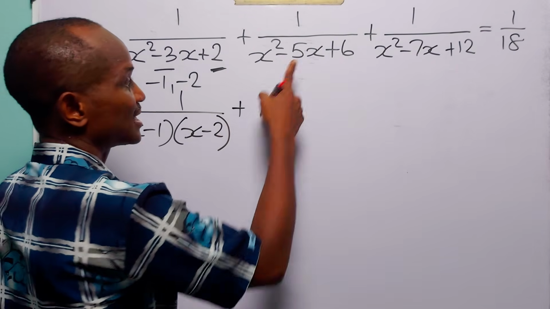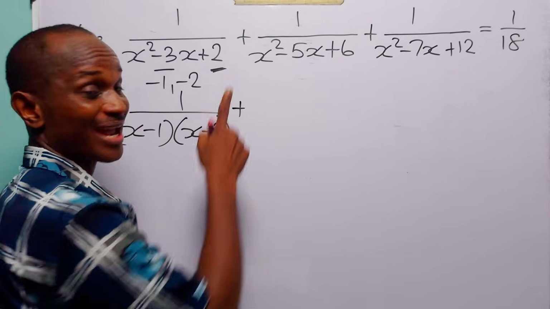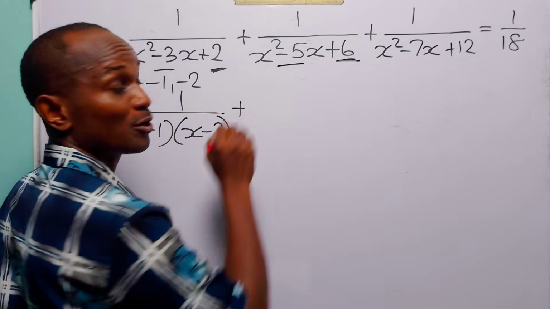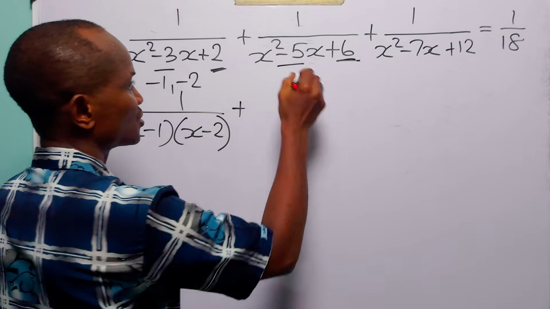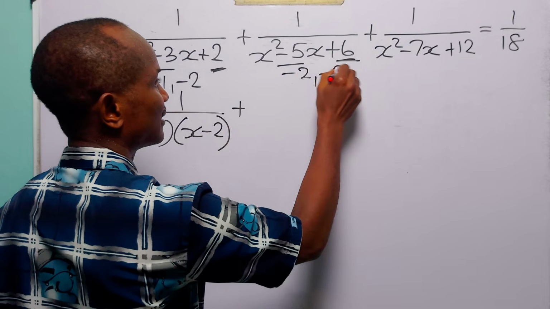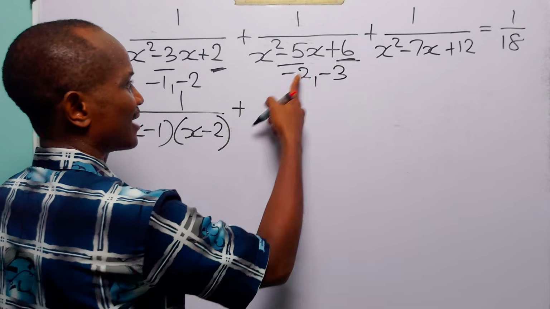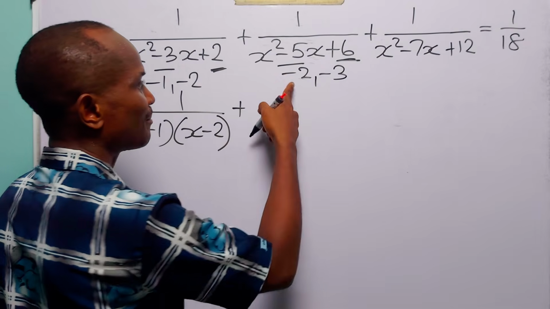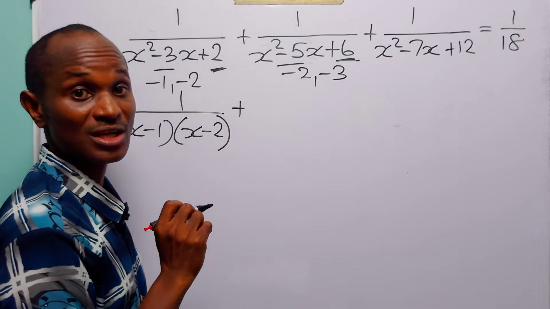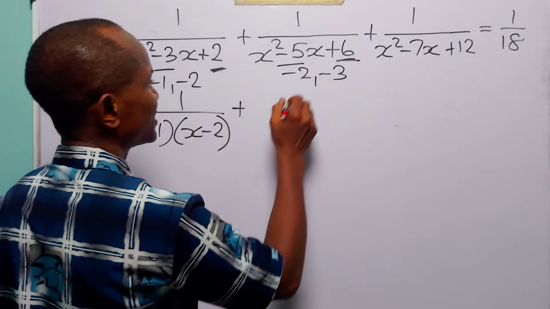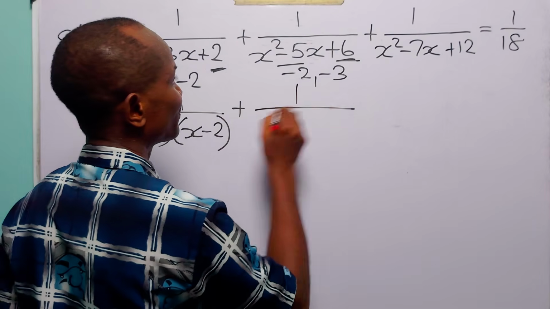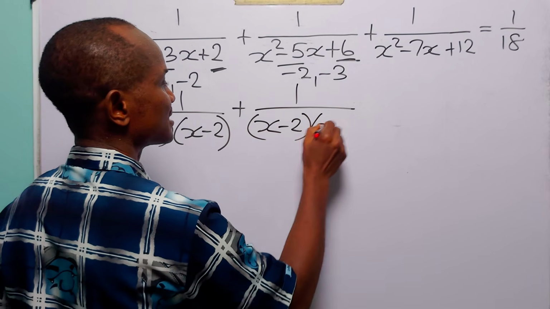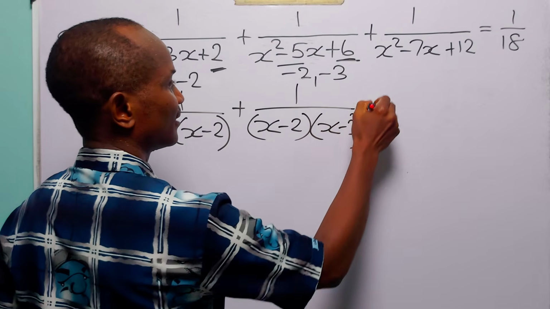Now, in the second case, once more, the coefficient of x squared is 1. So we find the factors of 6 that add up to -5. And of course, we have -2 and -3. -2 times -3 is going to give us +6, while -2 minus 3 is going to give us -5. So we can write this as 1 over (x - 2) times (x - 3).